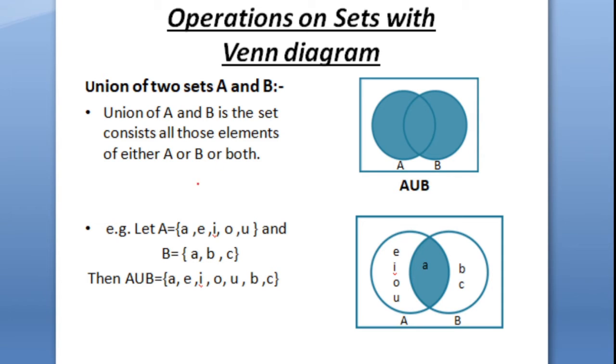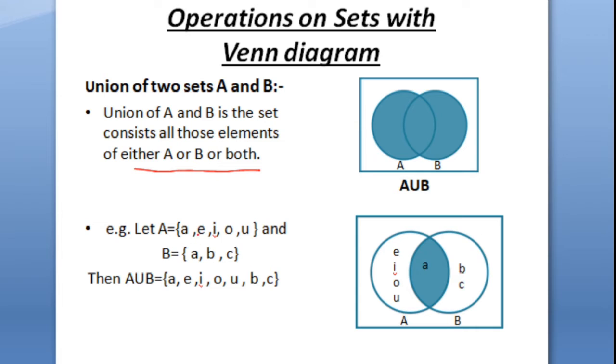What is the union of two sets? Here we have taken this Venn diagram. We have taken this one as set A and this one as set B. The union of A and B is the set consisting of all those elements that are in either A or B or both. This is called the union of two sets.